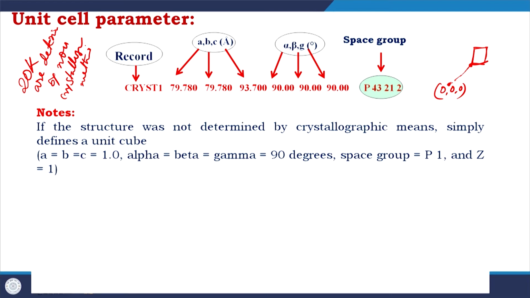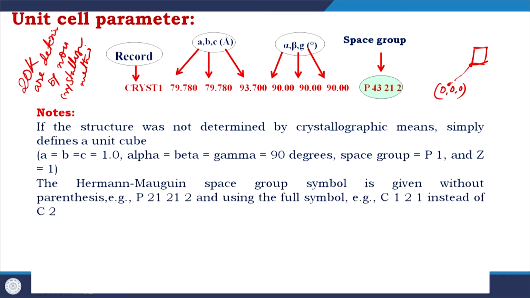The space group is P1 and Z equal to 1. The Hermann-Mauguin space group symbol is given without parenthesis, P21 21 2, and using the full symbol C121 instead of C2. So, what are they?